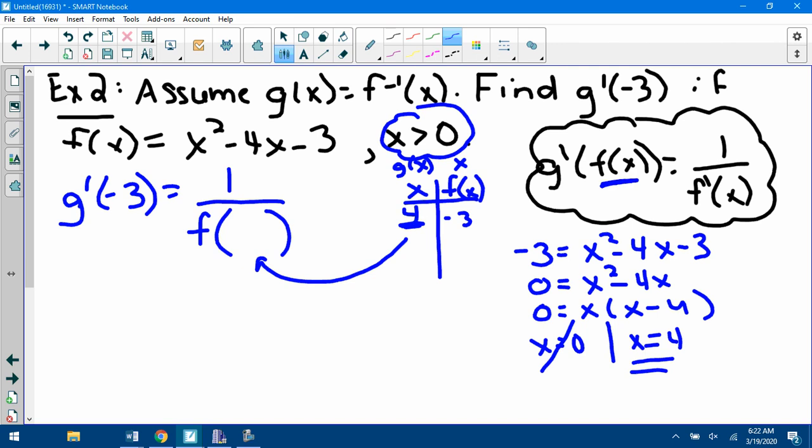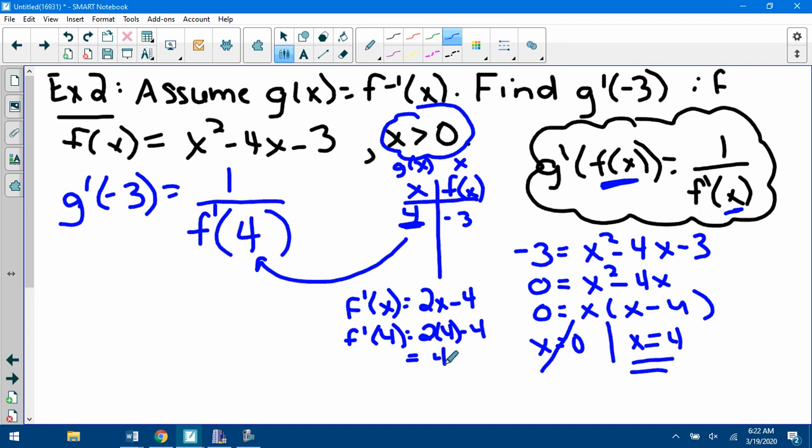So if negative 3 was f of x, 4 is x, so 4 goes in here. And I forgot the prime there, so I put the prime there. Just got to do 1 over f prime of 4 now. Before I can do that, I've got to figure out what f prime is. So maybe here I'll write quick, what's f prime of x? That's 2x minus 4. So what's f prime of 4? 2 times 4 minus 4. 8 minus 4 is 4. My answer is 1 over 4.